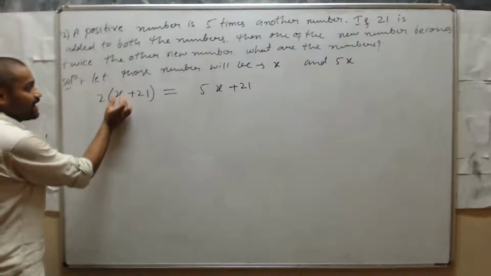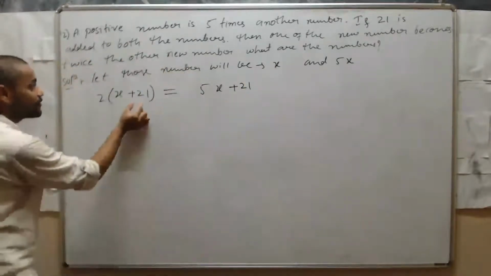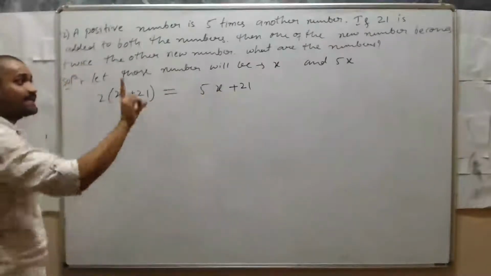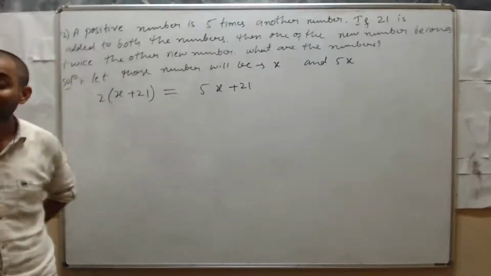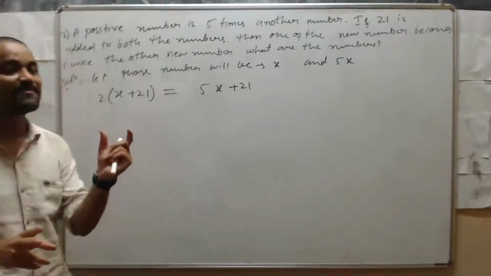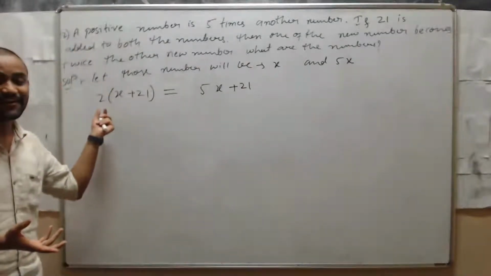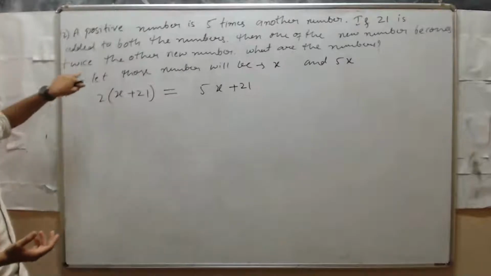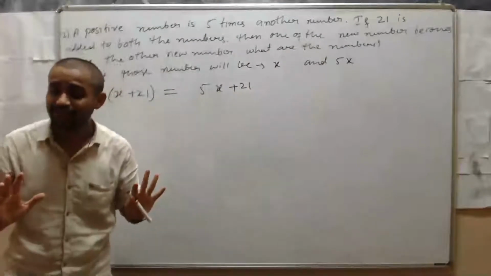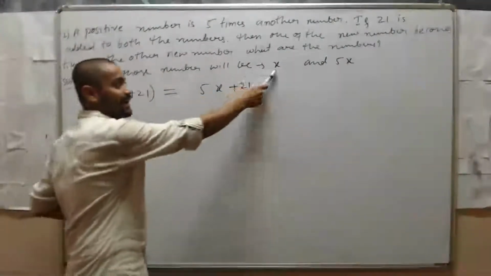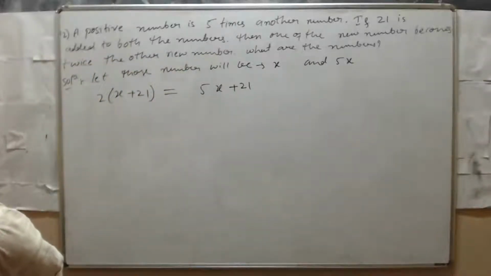See, x and 5x are the two numbers. We don't know. And 21 is added to both the numbers. And in that, one number will become twice. We have to multiply by 2. Why, sir? Because one new number will become twice the other new number. That's why we have multiplied 2. Okay? See. Then exactly what are the numbers? Then we have to find out the numbers. Which numbers? X as well as 5x. Is it clear, students? Is any doubts?